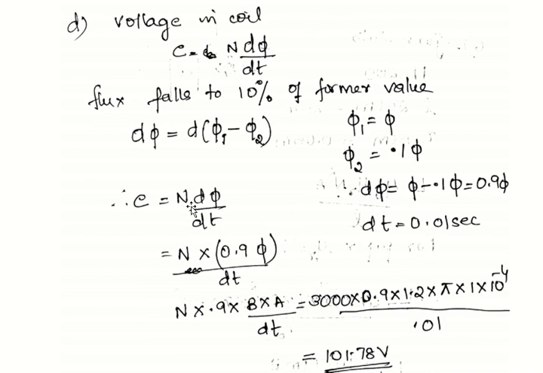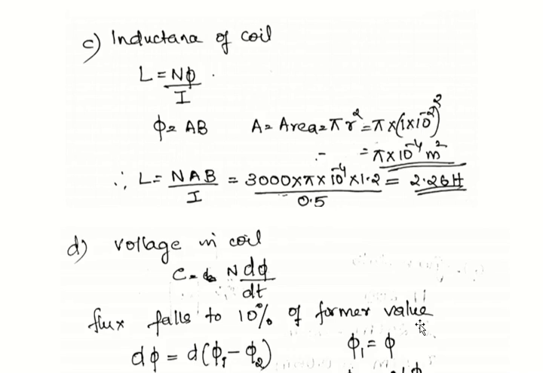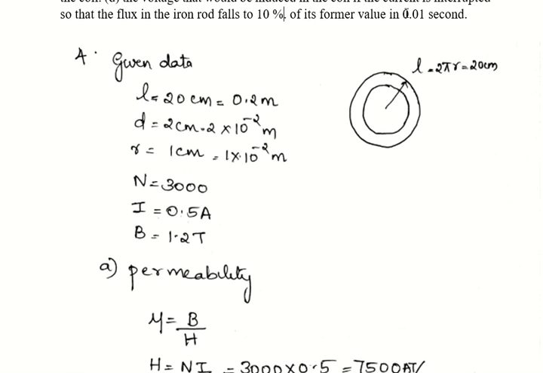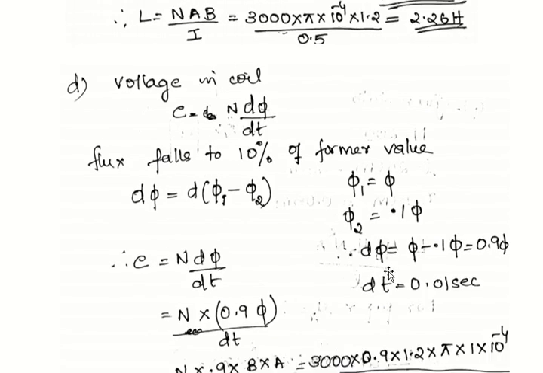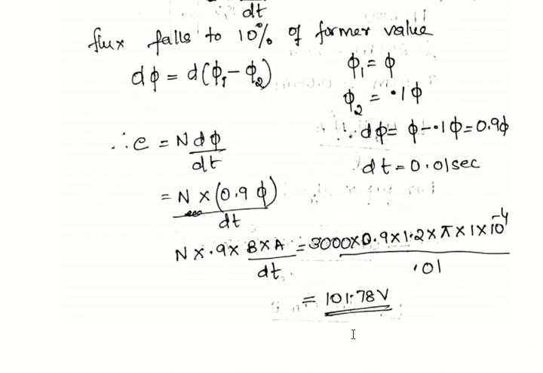What is the EMF? E equal to N into dφ by dt, that is N into 0.9 into flux by dt. What is flux? B, flux density into area. So flux density 1.2, area πr² by dt. dt is given as 0.01 second. So the value of EMF induced is 101.78 volt.